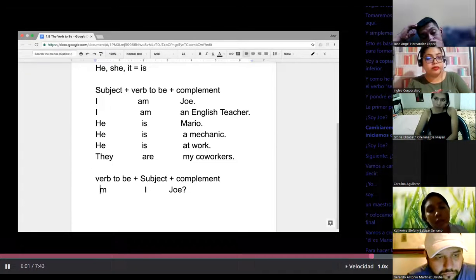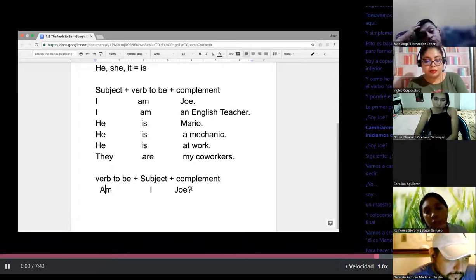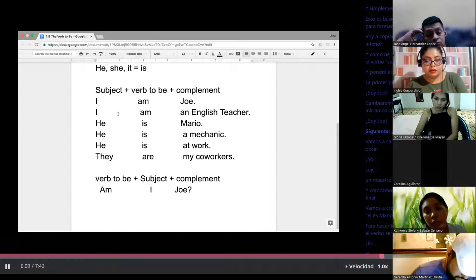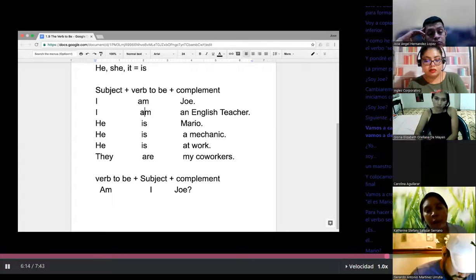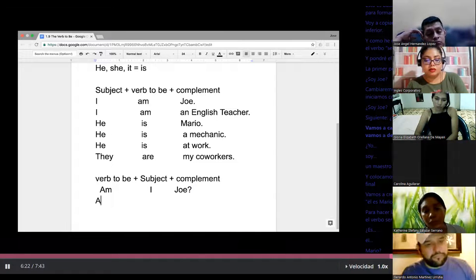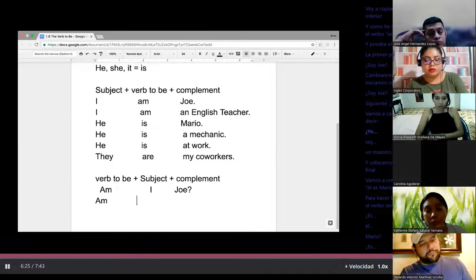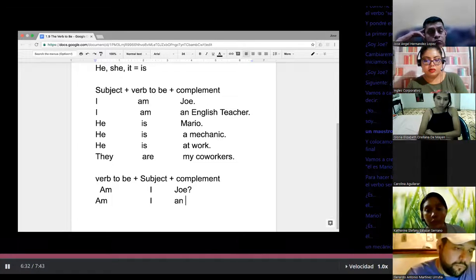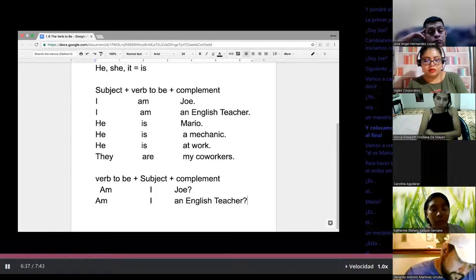Yeah, obviously you need to change things like spelling at the beginning with capitals. Am I Joe? Okay. And the next one, I am an English teacher. What I'm going to do is I'm going to change the order and I'm going to say, am I an English teacher? All right, and then we put a question mark at the end.